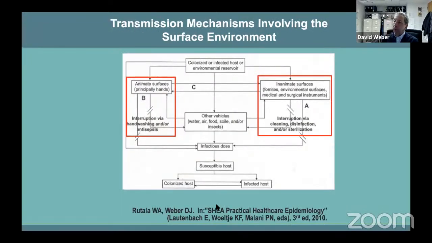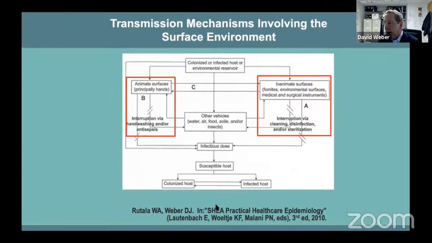So how do we interrupt that? This is from some of our work. So we interrupt it by proper hand hygiene, before and after every patient contact and before and after going in the room. But that's even been more expanded. The WHO has five reasons for doing hand hygiene, and we should all follow those. And we interrupt the surface environment contamination by cleaning and disinfection of surfaces.